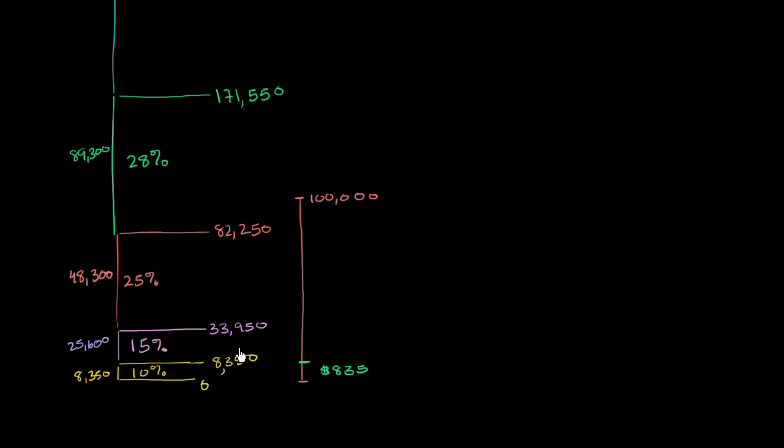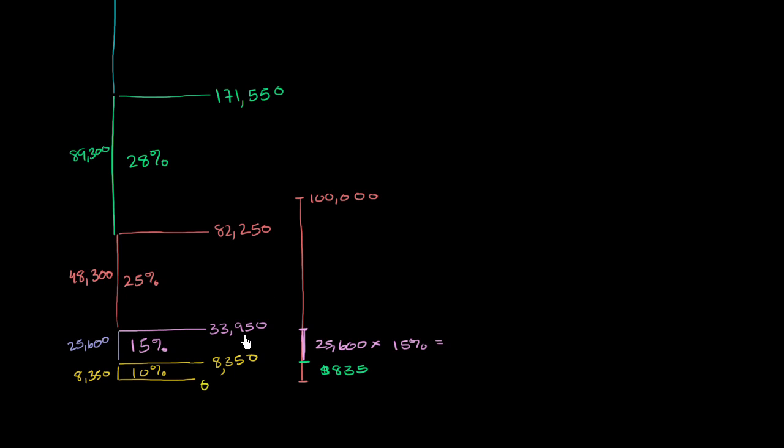Now, the next $25,600, or the next from $8,350 to $33,950, will be taxed at 15%. So this amount right over here, I will have to pay 15% on that. And the difference between $33,950 and $8,350 is $25,600. So it's $25,600 times 15%. I'll calculate it all at the end using a calculator.